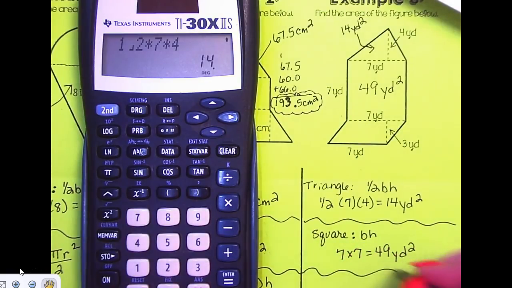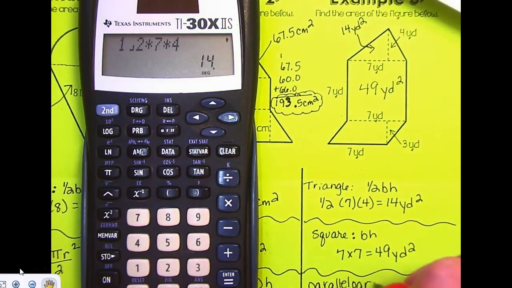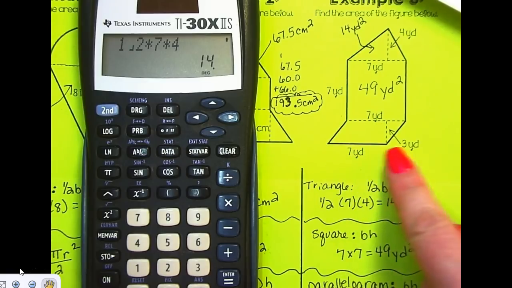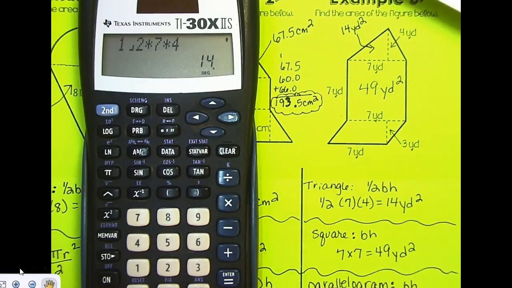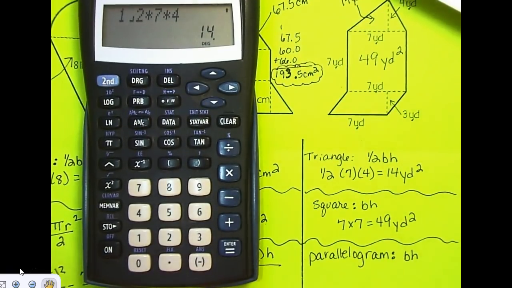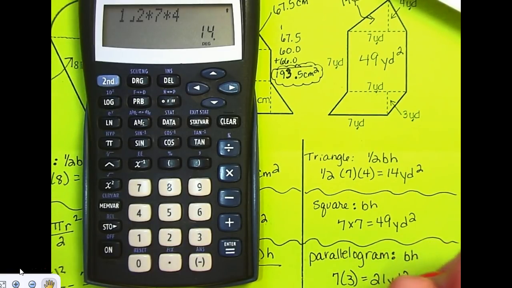And the last shape is a parallelogram. And that's just base times height. And the base of the parallelogram is 7 and the height is 3. So 7 times 3, and 7 times 3 is 21. 21 yards squared.